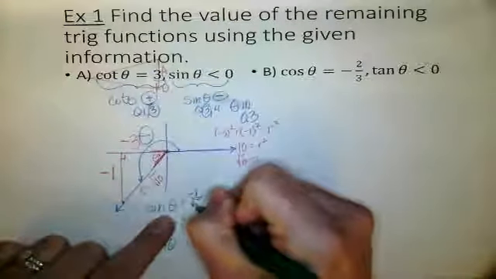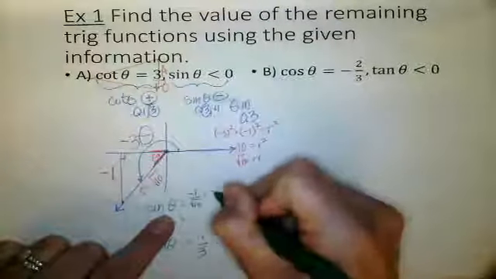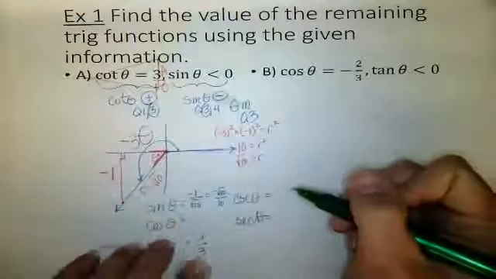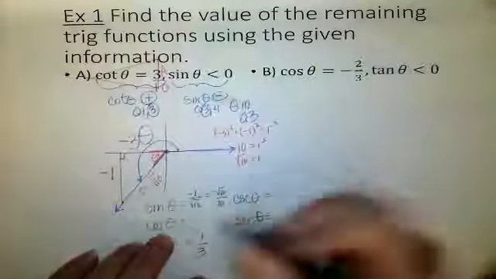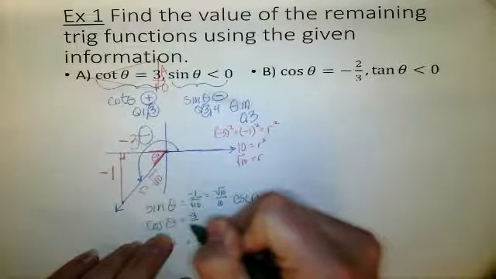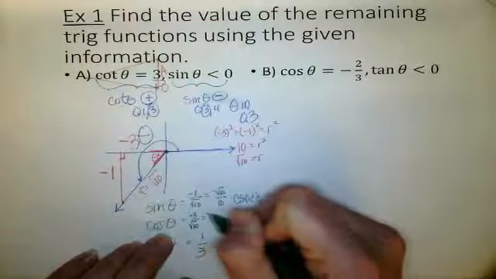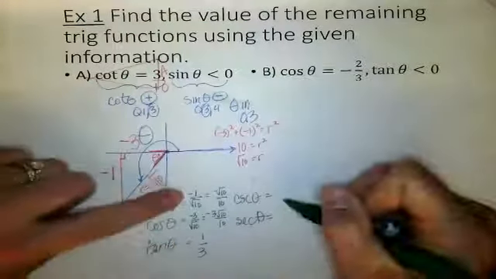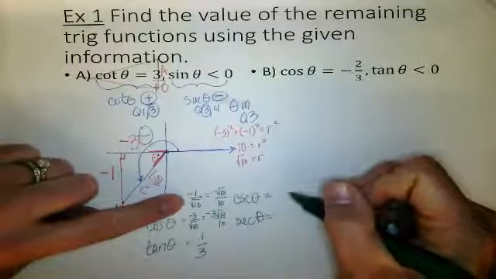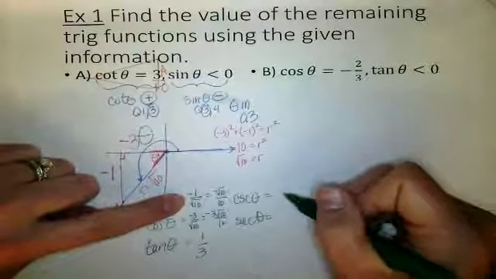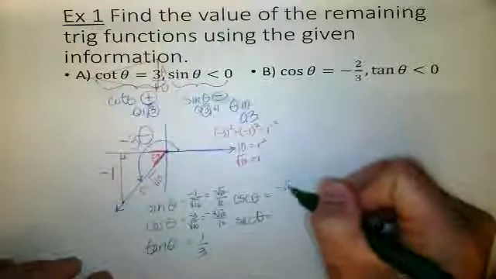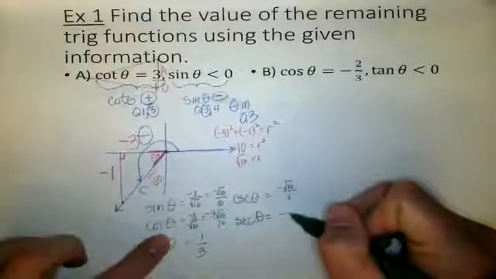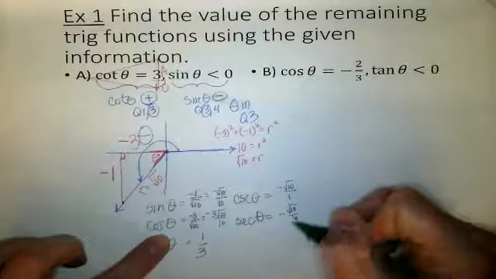Negative 1 over radical 10, which you would rationalize to negative radical 10 over 10. What's the cosine ratio? Which then again we would rationalize: negative 3 radical 10 over 10. And then for the secant and cosecant, we're just going to flip those first ones because those are easier. So negative radical 10 over 1, which is just negative radical 10, and negative radical 10 over 3.